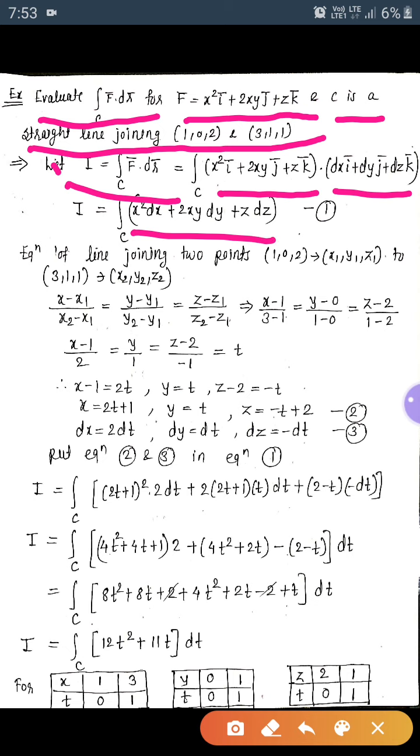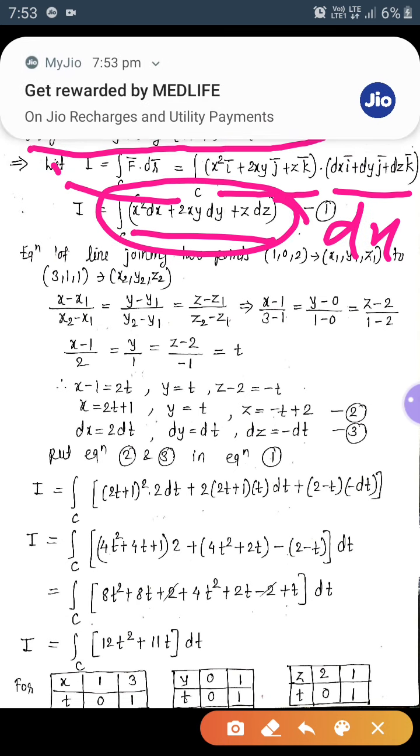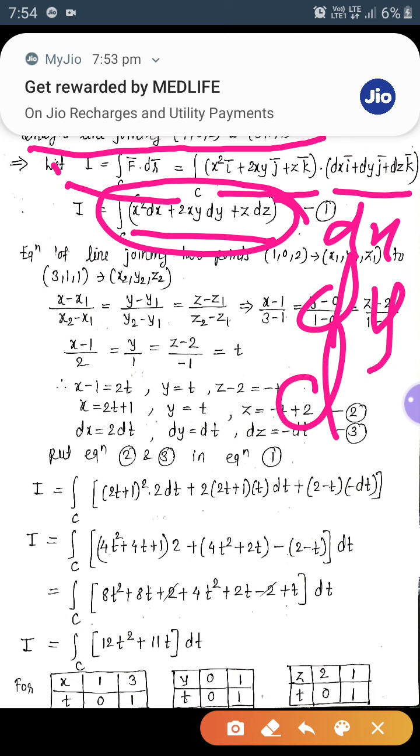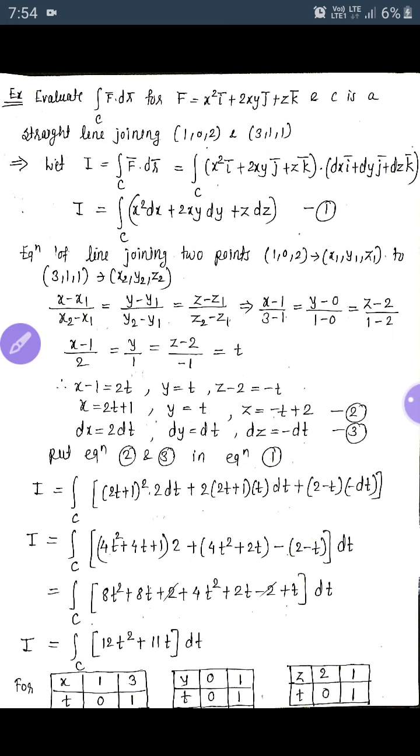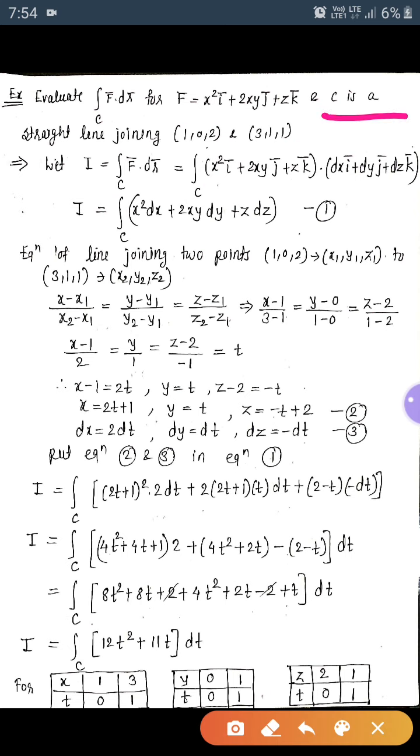Now again we have to convert this whole equation in terms of dx, dy, or dz. Out of these three, we have to convert it into one variable. For that, the path is given. C is a straight line joining these two points, so we use the two point formula here: (x minus x1) divided by (x2 minus x1), (y minus y1) divided by (y2 minus y1) is equal to (z minus z1) divided by (z2 minus z1).